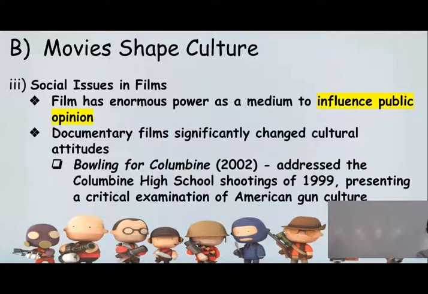And the last, movies shape culture by showing social issues in films. Films have enormous power as a medium to influence public opinion, especially documentary films. Documentary films have significantly changed cultural attitudes, such as Bowling for Columbine. This movie addressed the Columbine High School shootings of 1999, presenting a critical examination of American gun culture.